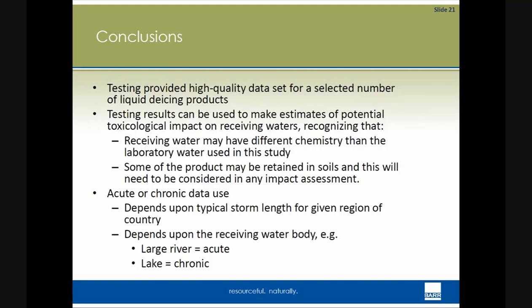We don't know what the actual impact may be without understanding how these products may be retained along the roadway. And we need to know the dilution effects in the receiving water body.